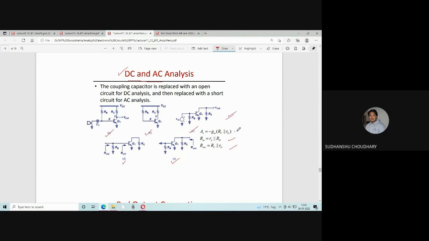One can write the gain as minus Gm times Rc parallel to R naught, considering Va is less than infinity. So one can write this gain. And input impedance as R pi parallel to Rb. Output impedance as Rc parallel to R naught.